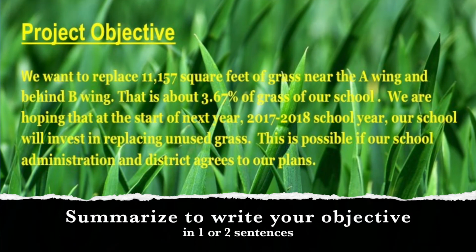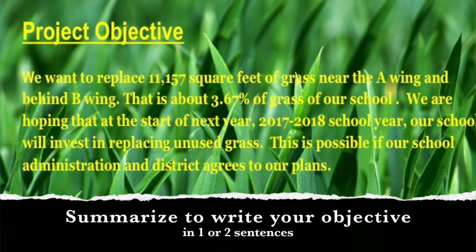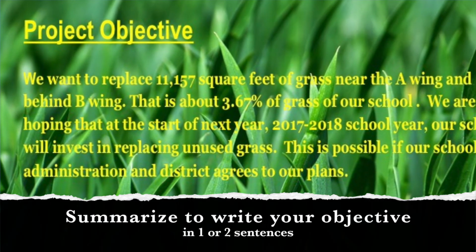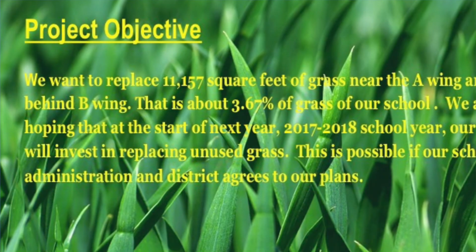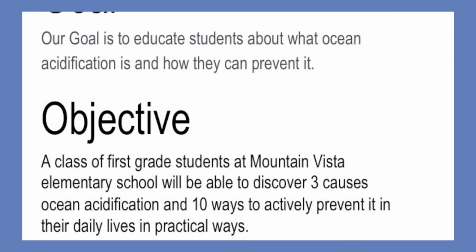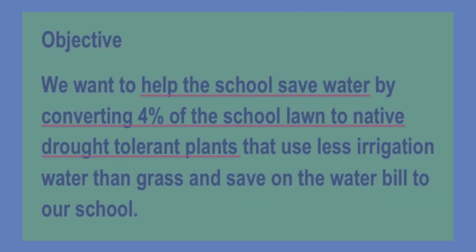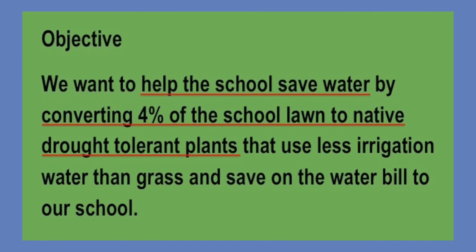The answers to these questions in one or a few sentences will become your SMART objectives. Summarize it in one sentence, as this team did. This team decided on a very specific objective to educate their students on 3 causes of ocean acidification and 10 ways to prevent it. But what are they missing? They didn't include if it was measurable, attainable, or realistic. This step is worth 20 points.